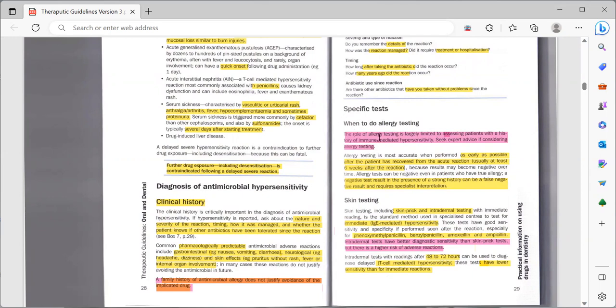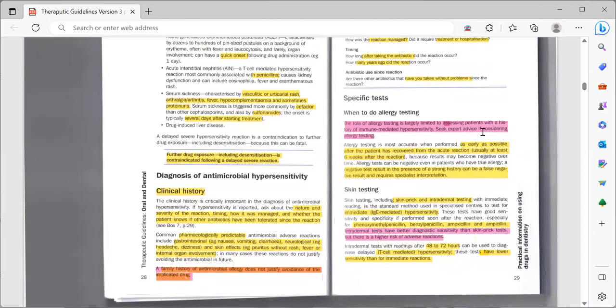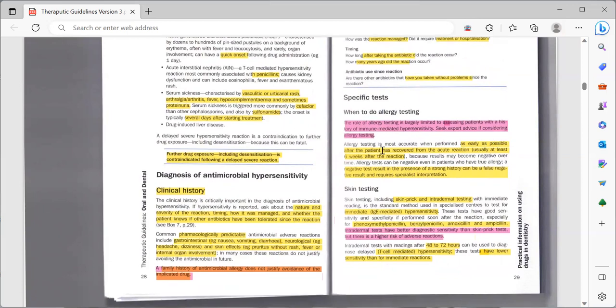So they have mentioned here when to do the allergic testing. The role of allergy testing is largely limited to assessing patients with a history where you are quite sure, like the patient is giving you a particular history of immune mediated reaction, which is mainly the rash and either the anaphylaxis or any delayed reaction type. Then you need to take expert advice if considering allergy testing.